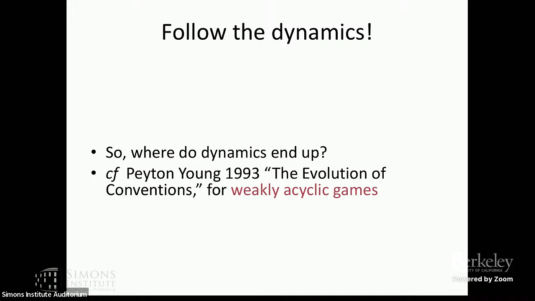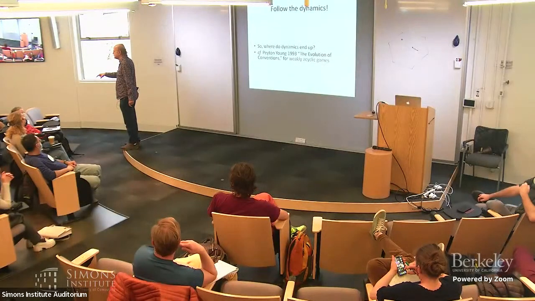So basically, weakly acyclic games are these games for which the sink connected components of these graphs are single nodes, are pure Nash equilibria. Does that make sense? Ask me a question. The nodes are strategy profiles. And an edge is a best response, a directed edge.